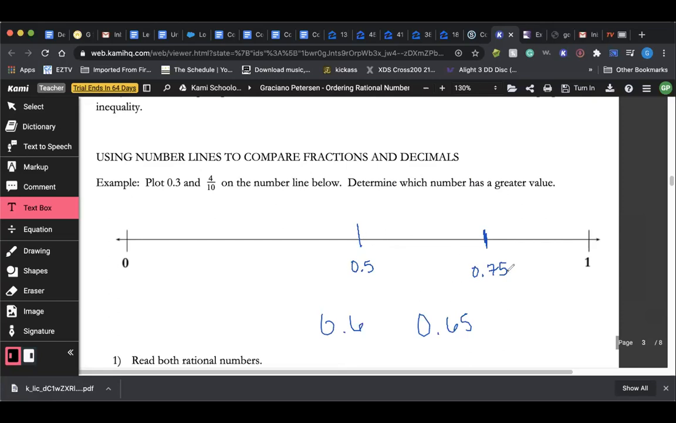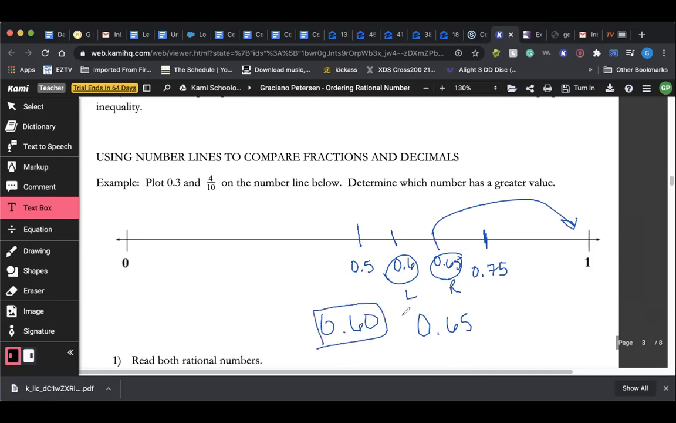So if I have 0.75 here and 0.5 here, I'm going to have 60 cents here and 65 cents here, right? So if I have 0.6 here, this is more to the left than 0.65, which is more to the right. This has a value that's closer to 1 than 0.6, right? So basically 0.6 is 60 cents and 0.65 is 65 cents.